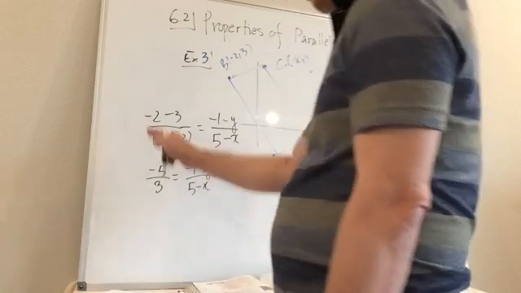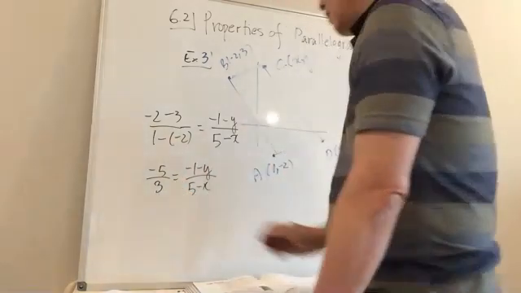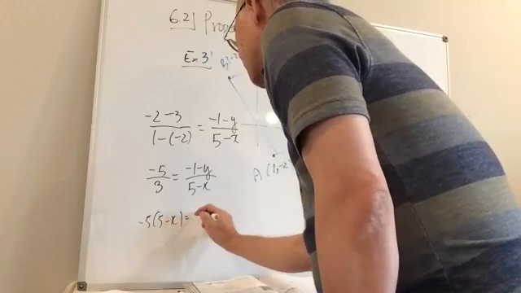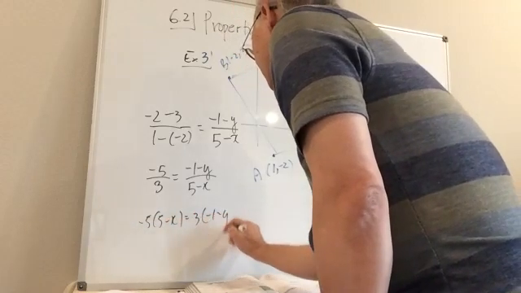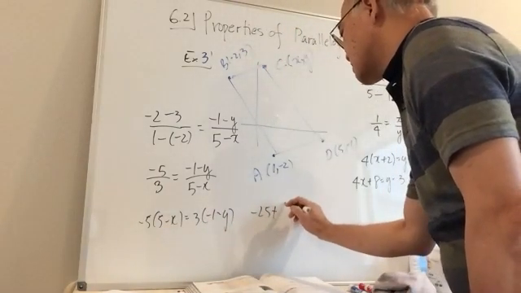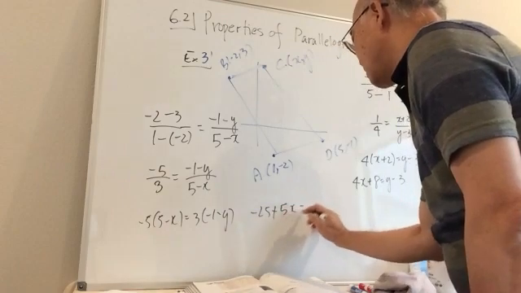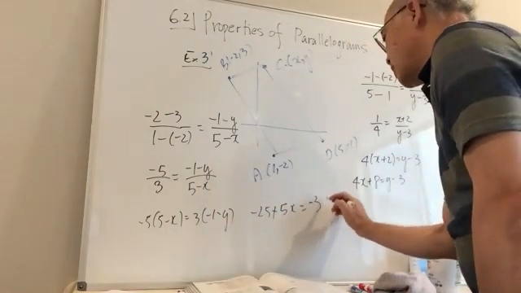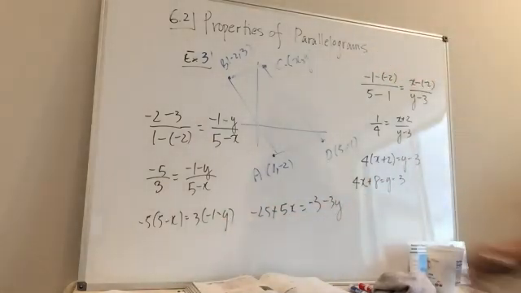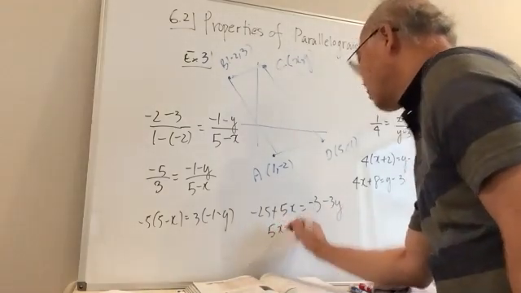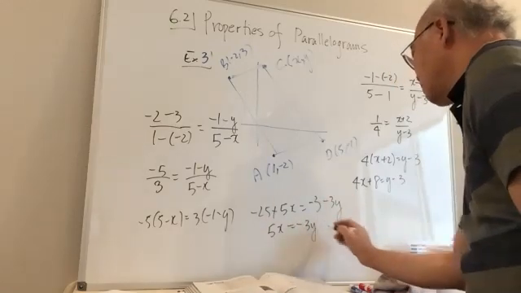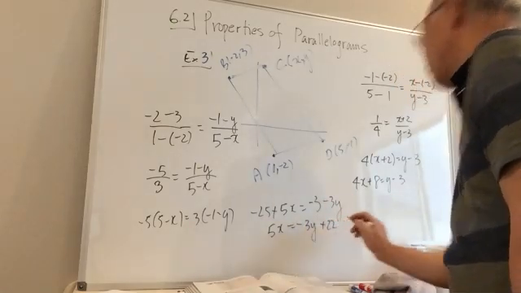We'll cross multiply again. -5 times 5 minus x is equal to 3 times -1 minus y. -25 plus 5x is going to equal -3 minus 3y. I'm going to move the -25 over here, it's going to be -3y. If I move it over, I get plus 22.